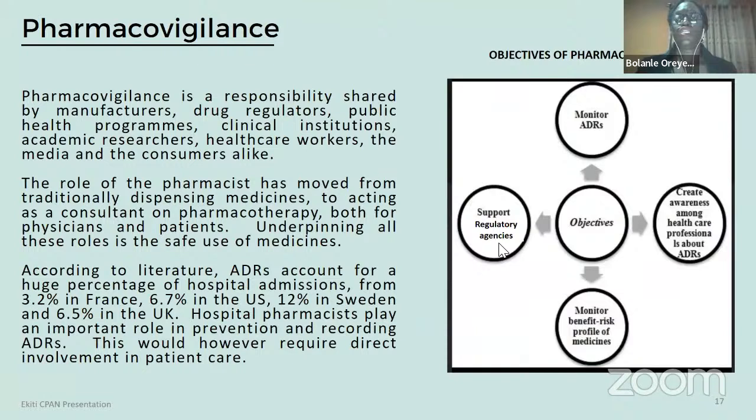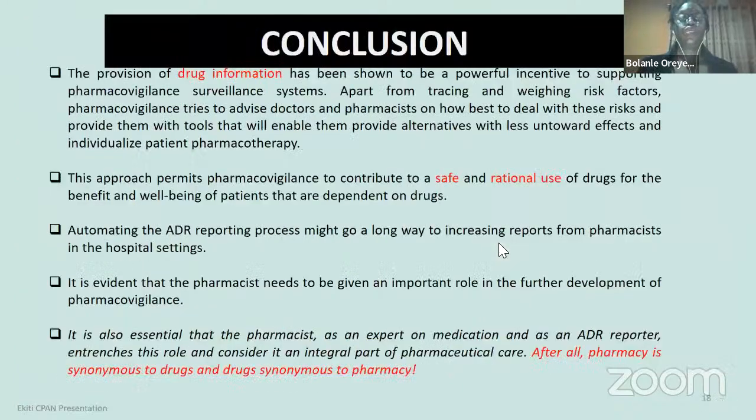The objectives of pharmacovigilance, as I've mentioned before, are to support regulatory agencies, to monitor the risk-benefit profile of medicines, to create awareness among healthcare professionals about ADRs, and to monitor ADRs. In conclusion, the provision of drug information has been shown to be a powerful incentive to supporting pharmacovigilance surveillance systems. Apart from tracing and weighing risk factors, pharmacovigilance tries to advise doctors and pharmacists on how best to deal with these risks and provide them with tools that will enable them to provide alternatives with less untoward effect and individualize patient pharmacotherapy.